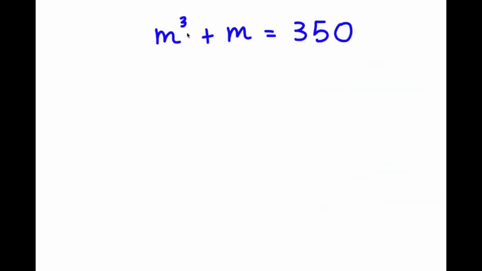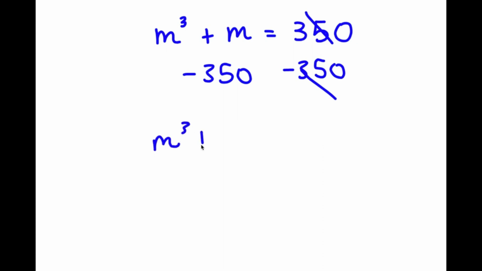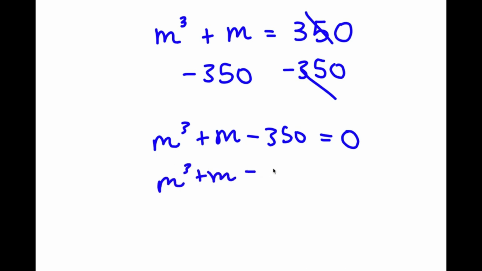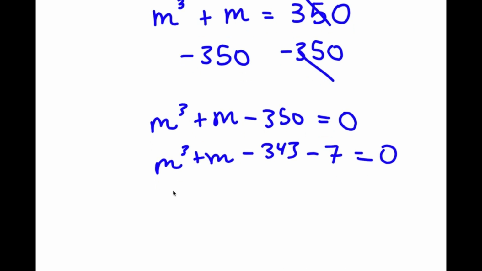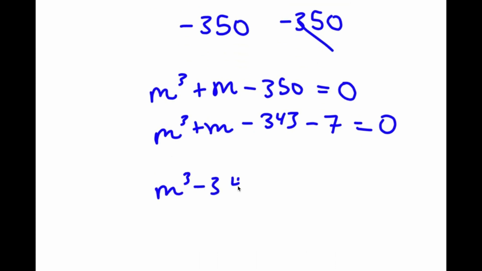Alright, so in this problem, I have m to the power of 3 plus m is equal to 350. So the first thing I'm going to do is subtract 350 on both sides. So these two cancel out, and now I have m to the power of 3 plus m minus 350 is equal to 0. Now, m to the power of 3 plus m minus 350, well, I can rewrite 350 here as negative 343 minus 7. So now I have m to the power of 3 minus 343 plus m minus 7 is equal to 0.